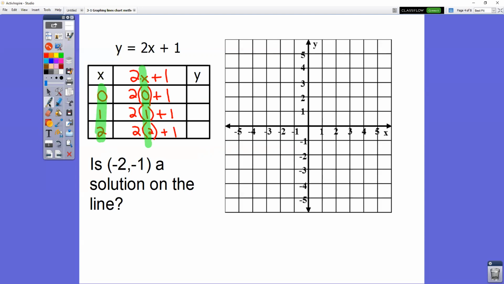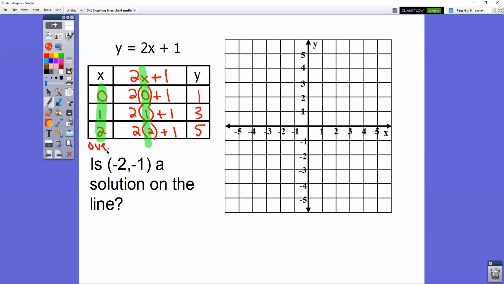You could just type these right into your calculator. 2 times 0 is 0, plus 1 is 1. 2 times 1 is 2, plus 1 is 3. And 2 times 2 is 4, plus 1 is 5.